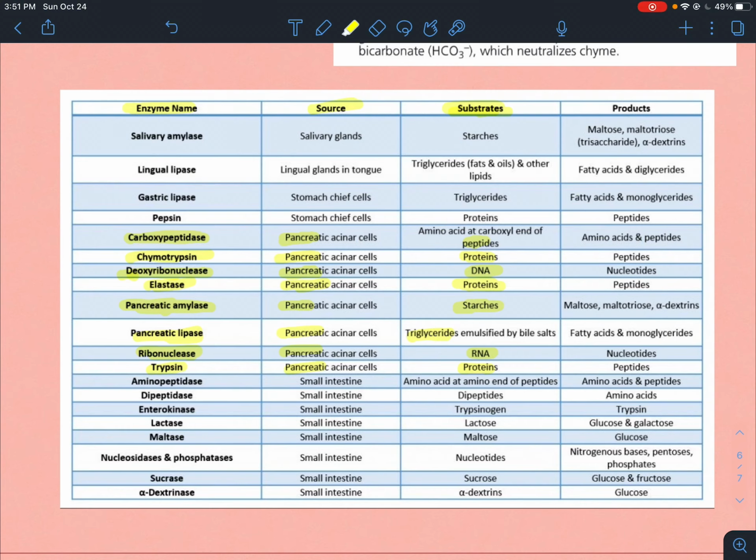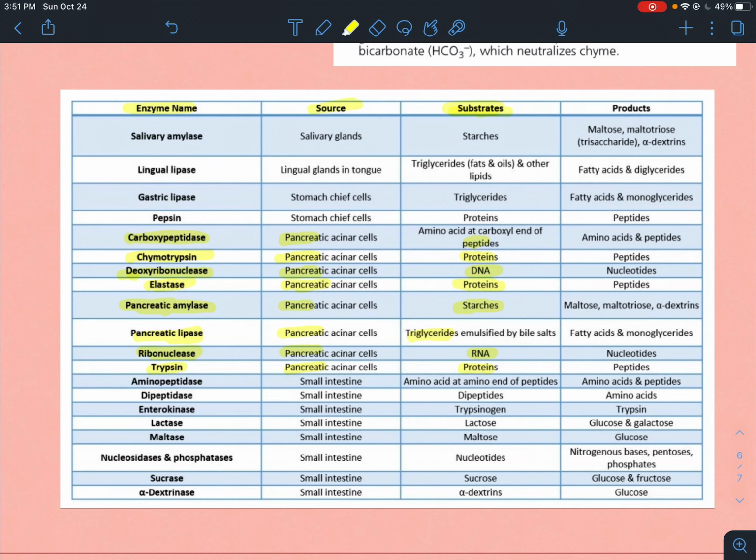So pancreatic juice, going through that duct of Wirsung, and remember that Wirsung, when he died, he did not know what was going through that duct, but he does have his name attached to it. These are the enzymes that are going through it.